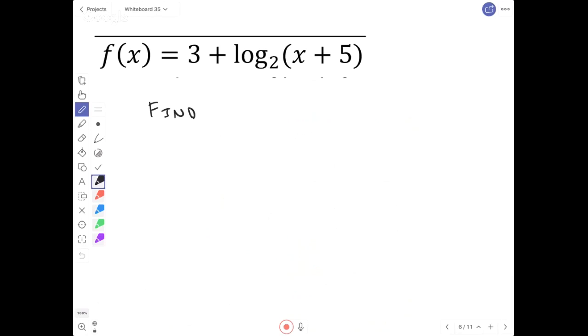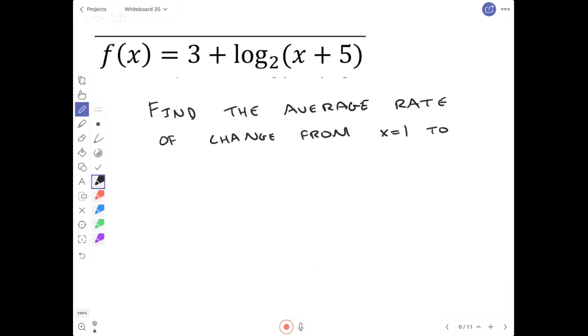Find the average rate of change from x equals 1 to x equals a.